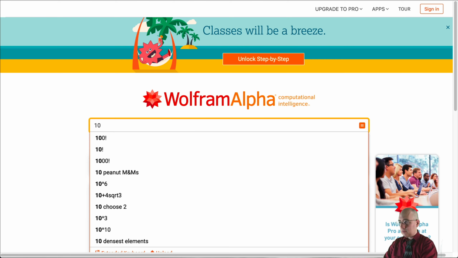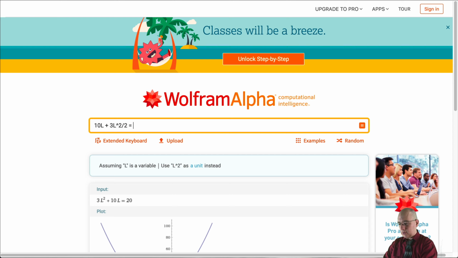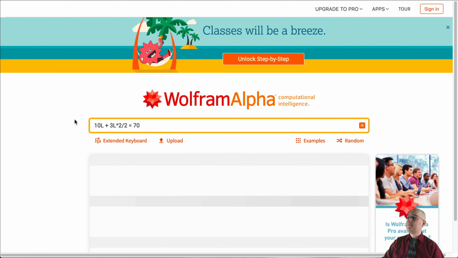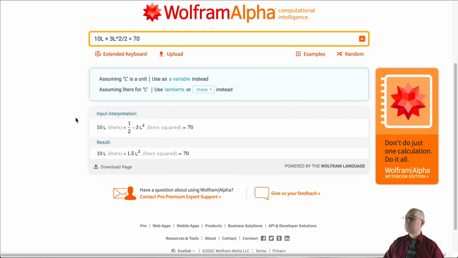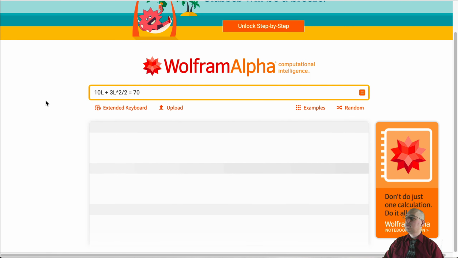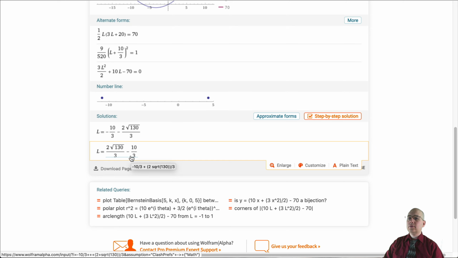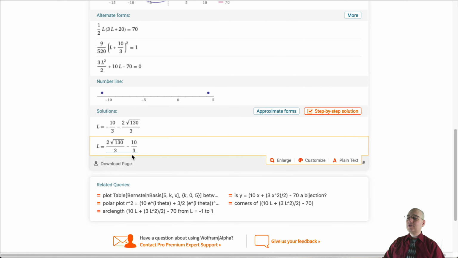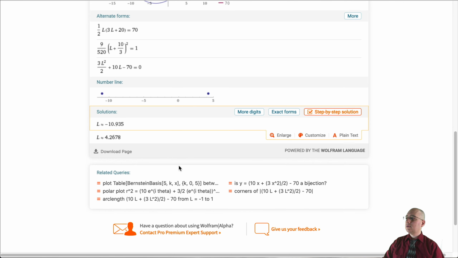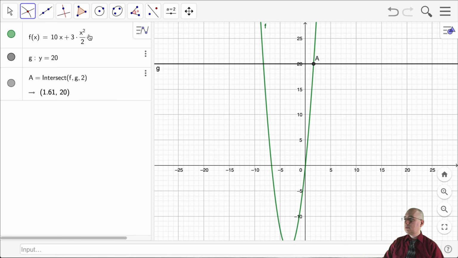10L plus 3L squared over 2 equals 70. Use as a variable. And what do we get? We get this. Whoa, that looks ugly. You can tell I didn't pick these numbers to be nice. Oh no, I'm not going to do that. And what do we get? 4.2678 for the approximate. Wait, what? Oh, sorry. Why didn't somebody stop me with this GeoGebra?